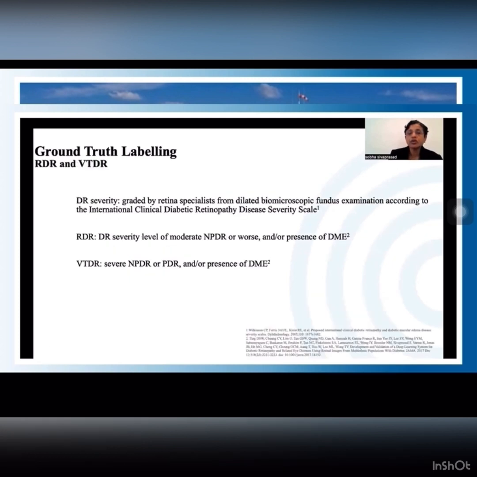The next part of the study was to look at ground truth labeling of referable diabetic retinopathy and vision-threatening diabetic retinopathy using the International Clinical Diabetic Retinopathy Severity Scale. Referable diabetic retinopathy was defined as any DR severity level of moderate NPDR or worse, and or presence of diabetic macular edema, while vision-threatening diabetic retinopathy was severe NPDR, PDR, and or presence of diabetic macular edema.